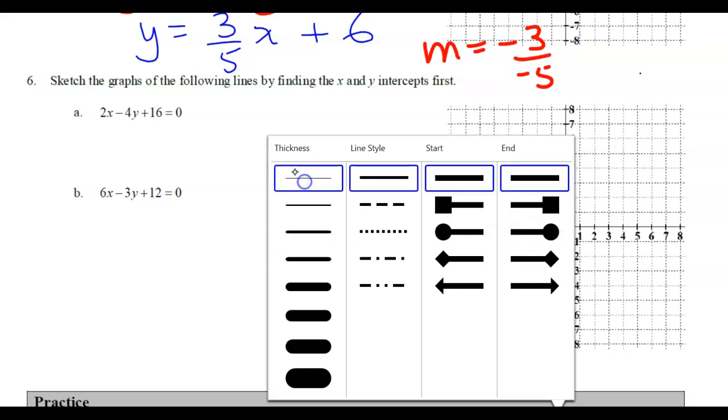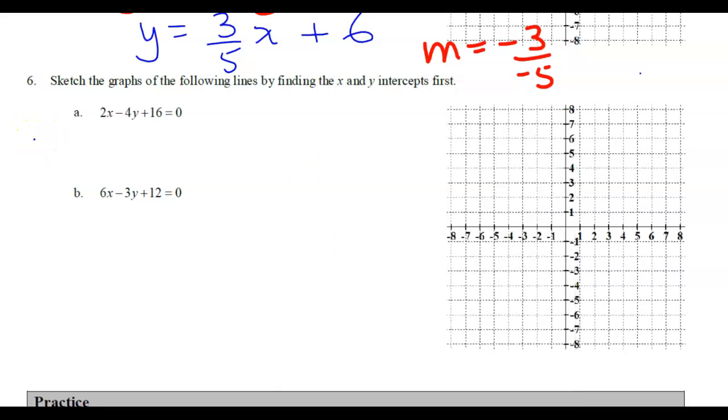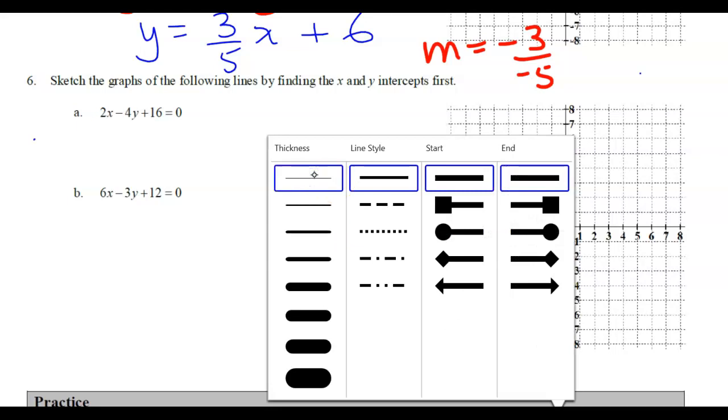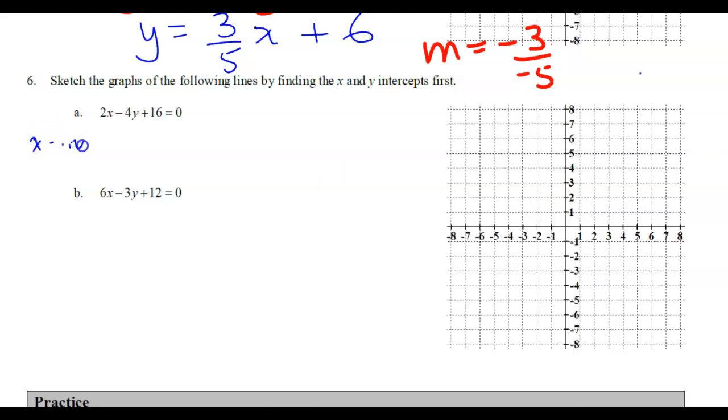Remember, the x-intercept occurs when y is 0. So when we put 0 in for y, that whole term goes away, right? So that whole term goes to 0. Really, if you didn't have to show any work, all you want to do for the x-intercept is cover up the term with y in it and solve that for x. Bring 16 over is negative 16, divide by 2.